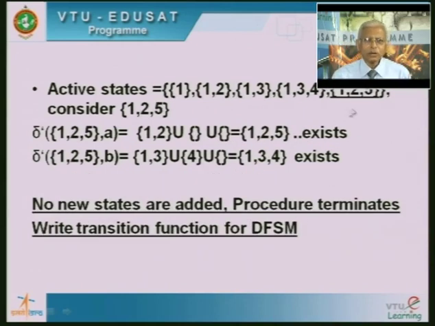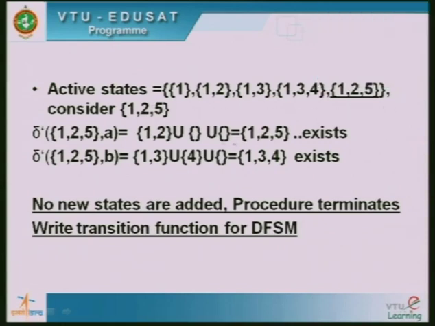Now, lastly {1,2,5} is the one active state for which we have not calculated delta dash. So, for that purpose let us see how to do it. Same procedure, {1,2,5} on A, {1,2,5} on B. Here I want to say that if there are 3 alphabets, then you will have to do {1,2,5} on A, on B, and on C. This procedure is to be followed for whatever the number of alphabets in that language.